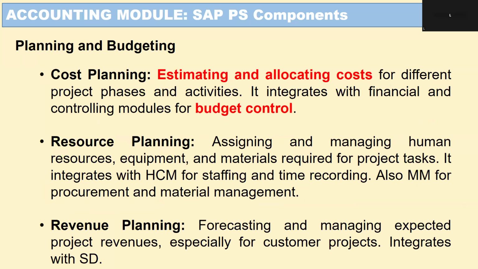It helps you in planning and budgeting. Cost planning means estimating and allocating costs for different project phases and activities. It integrates with financial and controlling modules for budget control. Well, we said this when you create a WBS element and assign it to the cost center and the profit center; it helps with your cost planning. Then resource planning as well. The SAP PS module helps with assigning and managing human resources, equipment, and materials required for project tasks. It integrates with human capital management for staffing and time recording, and also with procurement and material management.